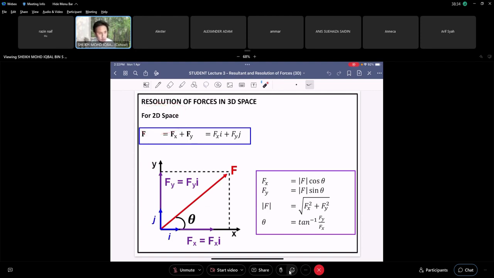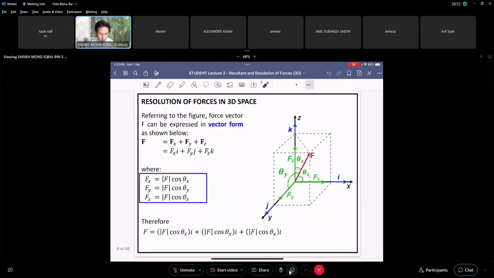If the question asks you to present the vector in Cartesian vectors, you have to use the i and j here, right? Just attach it to the magnitude, so we know the direction where it is, whether it's on the x plane or on the y plane.